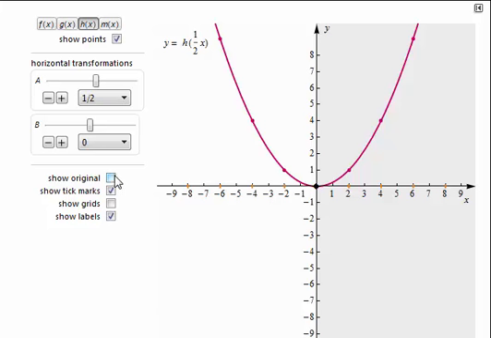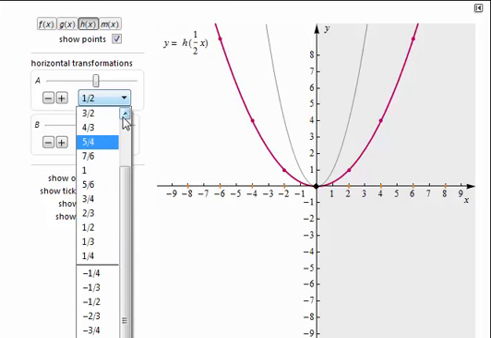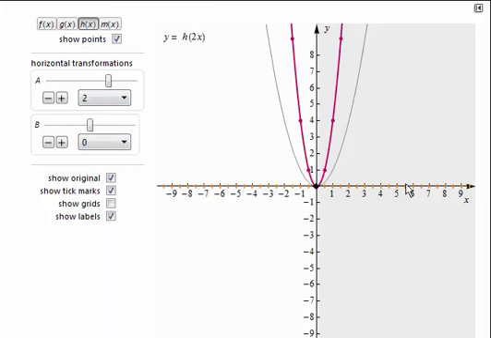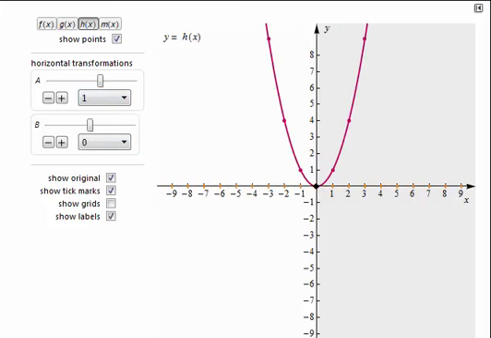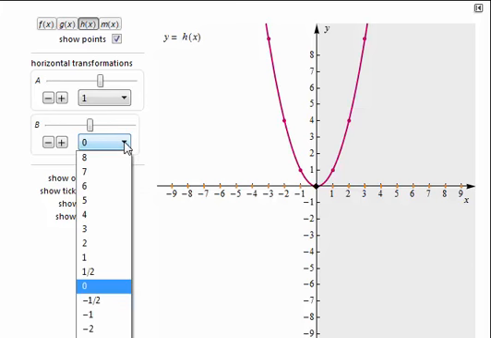The points expand away from the axis of symmetry. If we click in here, show the original, we can see how that's expanded. We change a back to 2, we can see how it's been compressed. Now let's change the parameter a back to 1, and then let's change b.